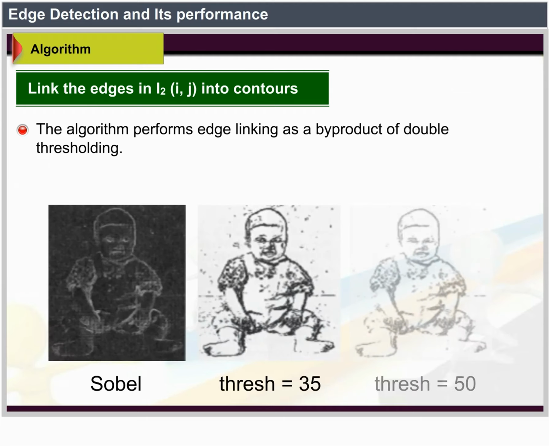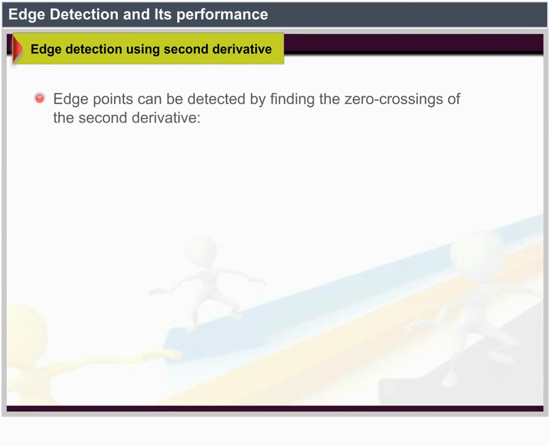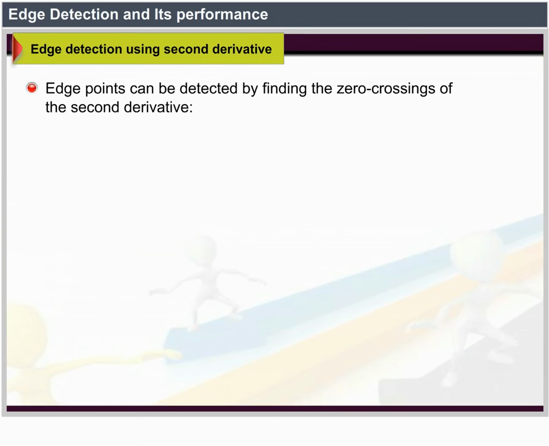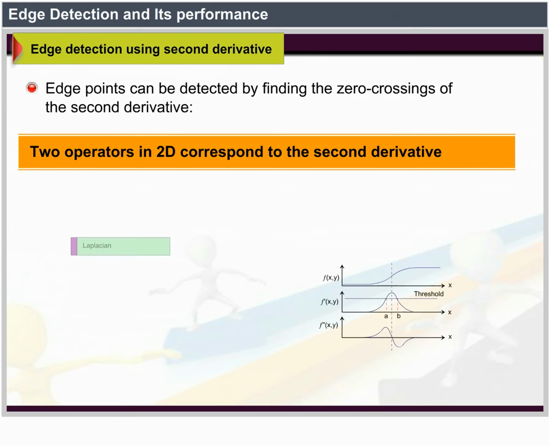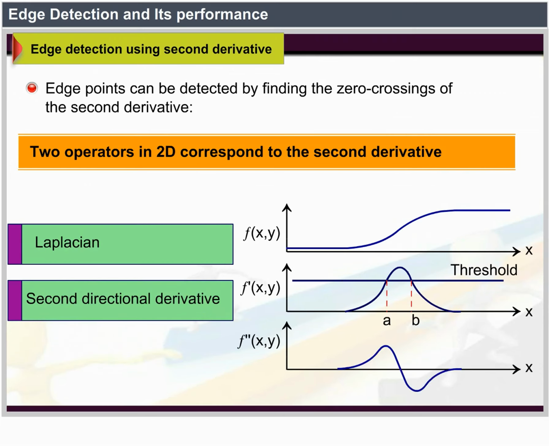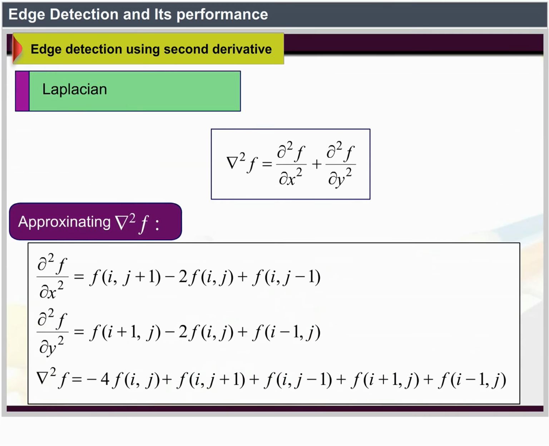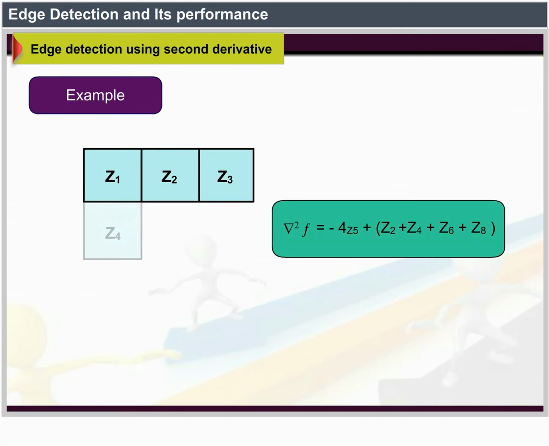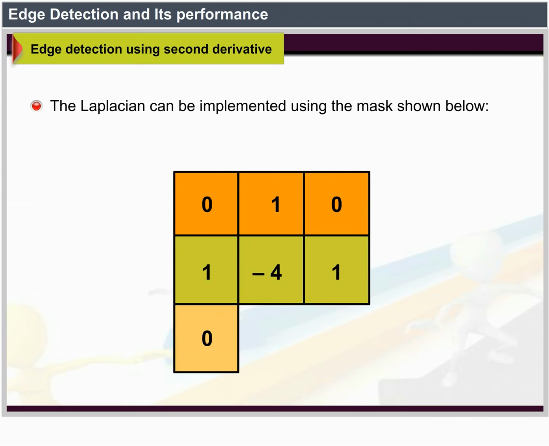Edge detection using second derivative. Edge points can be detected by finding the zero crossings of the second derivative. There are two operators in 2D that correspond to the second derivative: the Laplacian and the second directional derivative. The Laplacian equations are now seen, followed by an example. The Laplacian can be implemented using the mask shown below. Example.